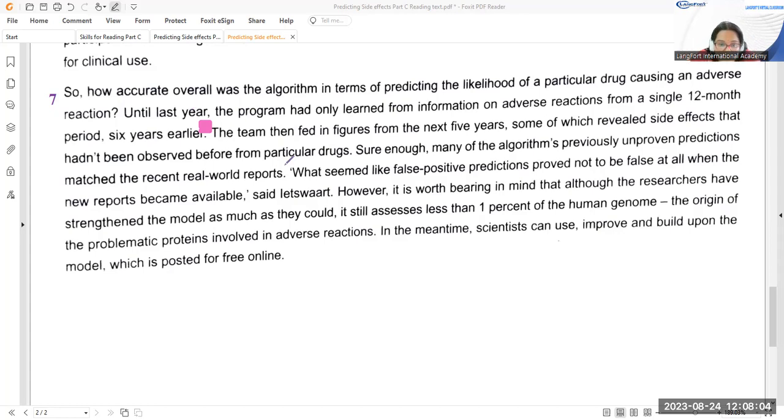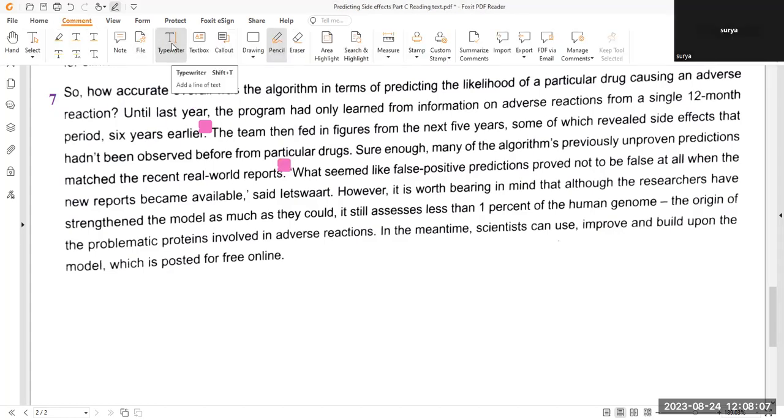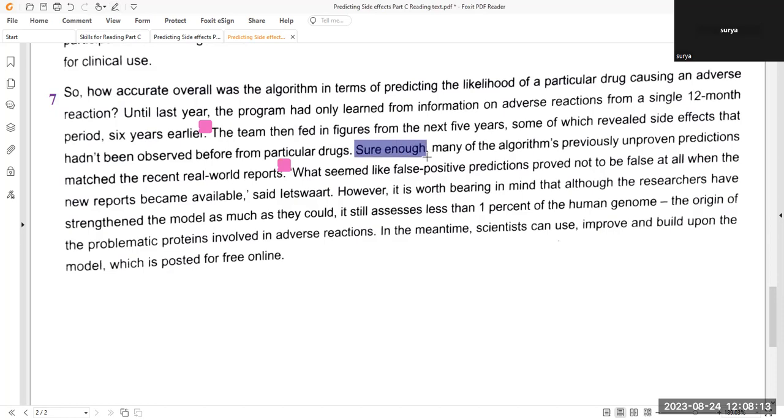Okay, continue reading till here. The team then fed in figures from the next 5 years, some of which revealed side effects that hadn't been observed before from particular drugs. Sure enough, many of the algorithm's previously unproven predictions matched the recent real-world reports. So until last year, the algorithm only had knowledge of what happened over a 1 year period 6 years ago. But then what happened afterwards? The team gave it information from the next 5 years, and it revealed some side effects that hadn't been observed before from particular drugs.